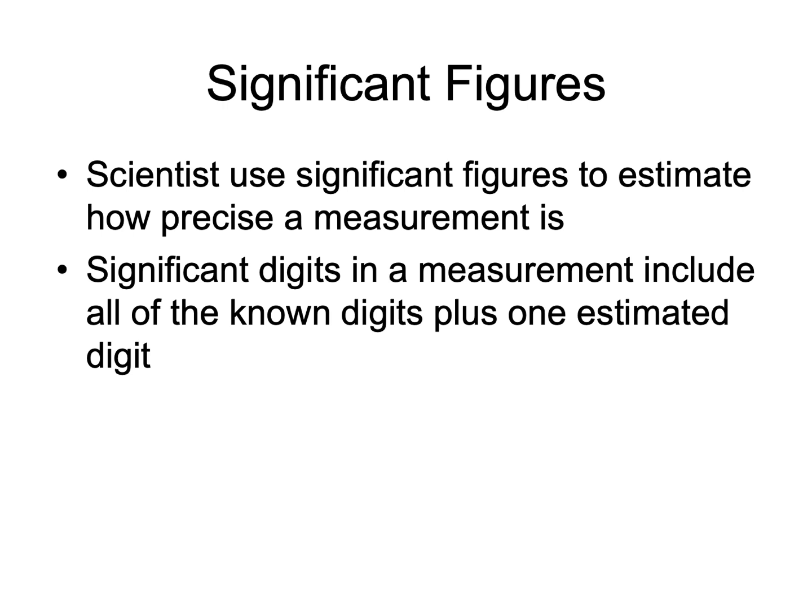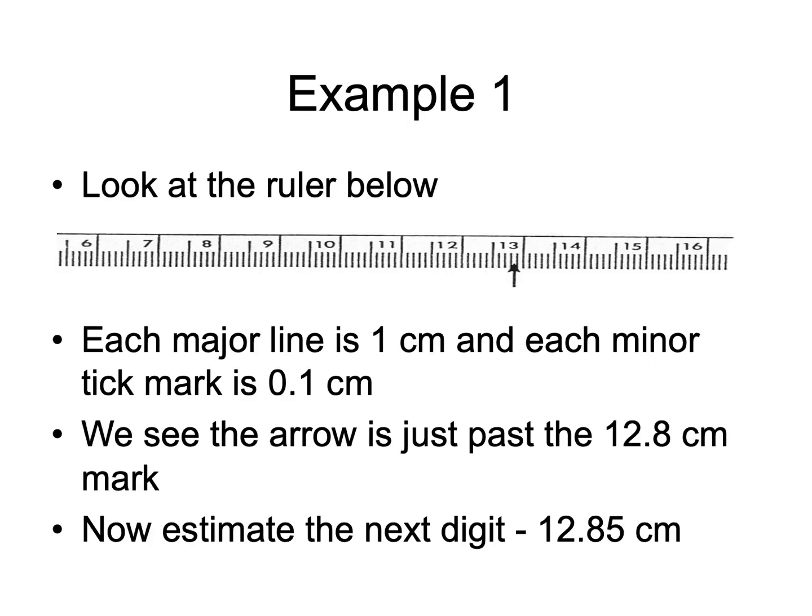Now, what are significant figures? As we've said, significant figures are used to estimate the uncertainty in a measurement. In other words, it tells us how precise a measurement is. And generally, when you're talking about significant figures, you're including all of the known digits plus one estimated digit. So let's look at an example here.